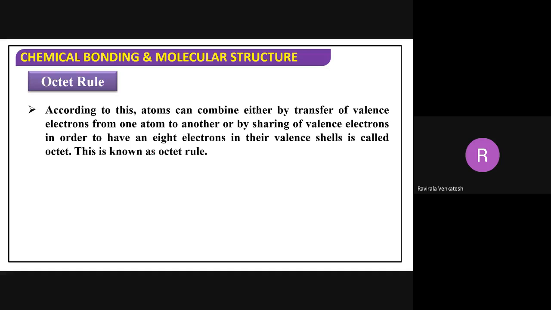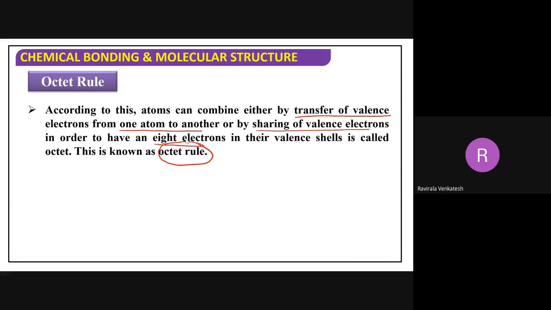According to this, atoms can combine either by transfer of electrons from one atom to another, or by sharing of valency electrons, in order to attain a stable electron configuration. So this is what the octet rule is. Now, what is the meaning of the octet rule? Anybody? It is very simple.